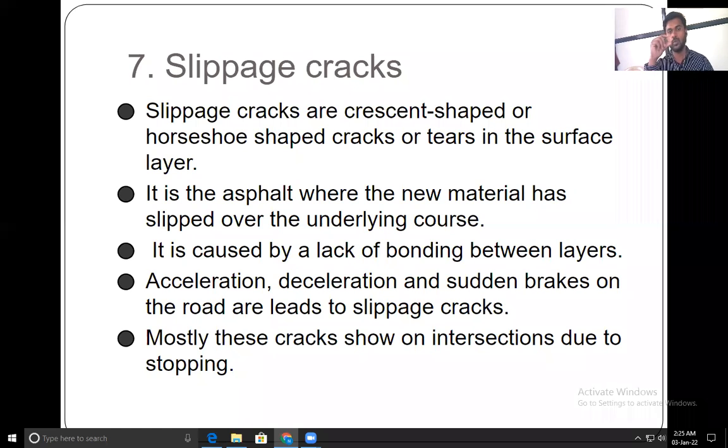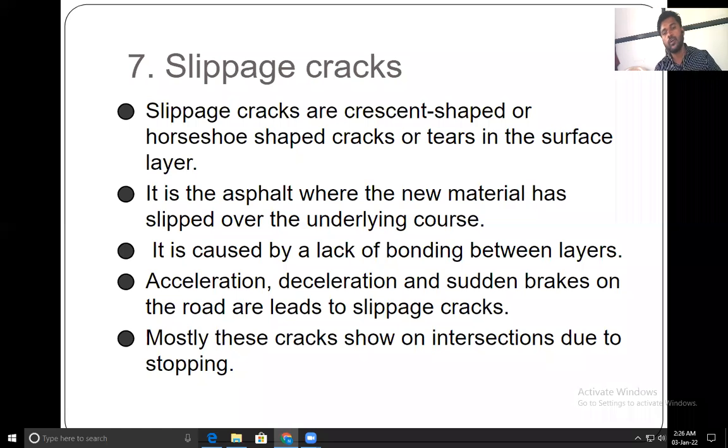It means, suppose there is an already constructed road and we have placed new material over that. If the proper bonding is not maintained between them, then what will happen? If a vehicle suddenly applies the brake, it will form slippage cracks if the proper bonding between the layers is not maintained. So bonding is very important, and that is why we apply tack coats and prime coats.